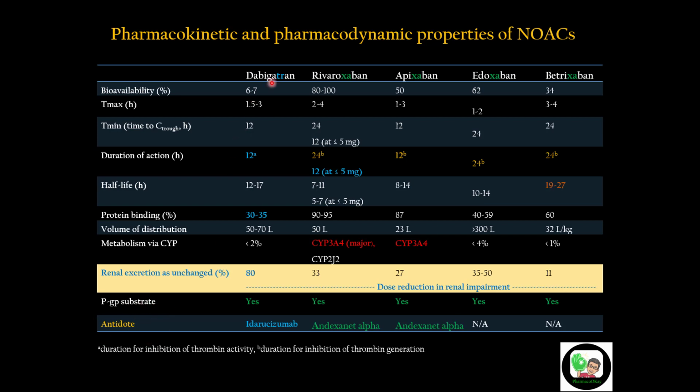The antidote for dabigatran is called idarucizumab, which is a monoclonal antibody that directly binds to dabigatran. But for rivaroxaban and apixaban, the antidote is andexanet alfa. The structure of andexanet alfa is similar to factor Xa, so it could bind with Xa inhibitors, particularly rivaroxaban and apixaban. For edoxaban and betrixaban, further clinical studies are required to confirm whether andexanet alfa could act as an antidote for these two drugs or not.